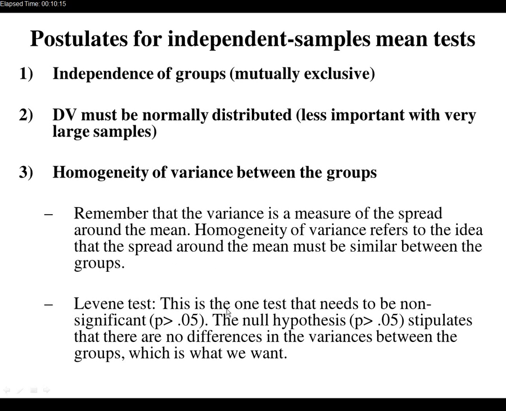Levene's test is the one test that needs to be non-significant. We do not want Levene's test to be significant. Okay, so we want it to be greater than 0.05. The null hypothesis, p greater than 0.05, stipulates that there are no differences in the variances between the groups, which is the condition that we want.